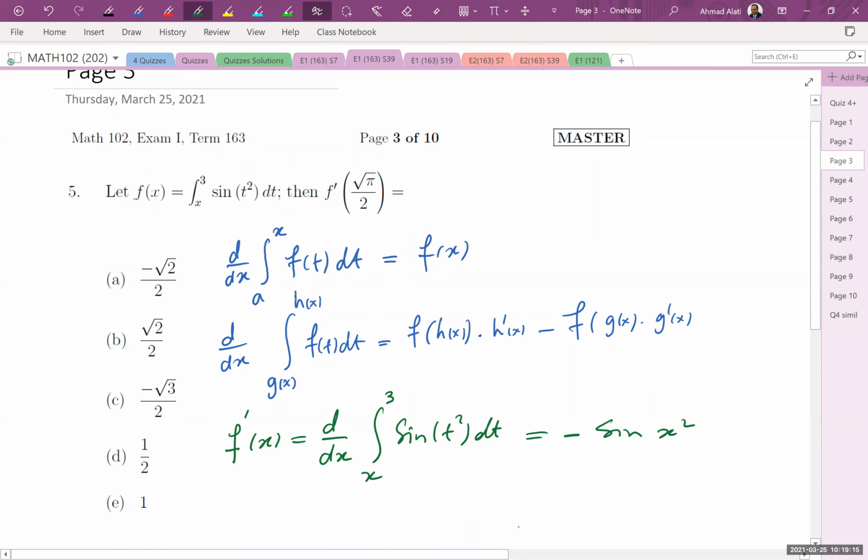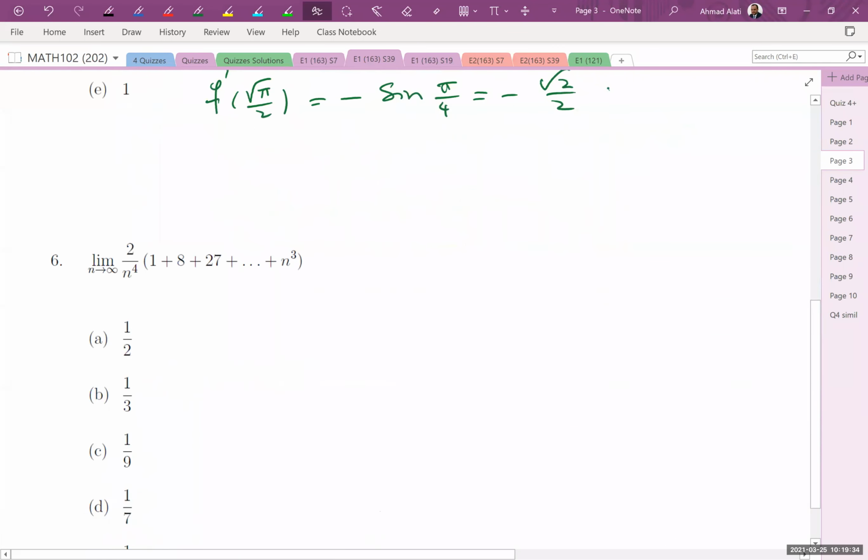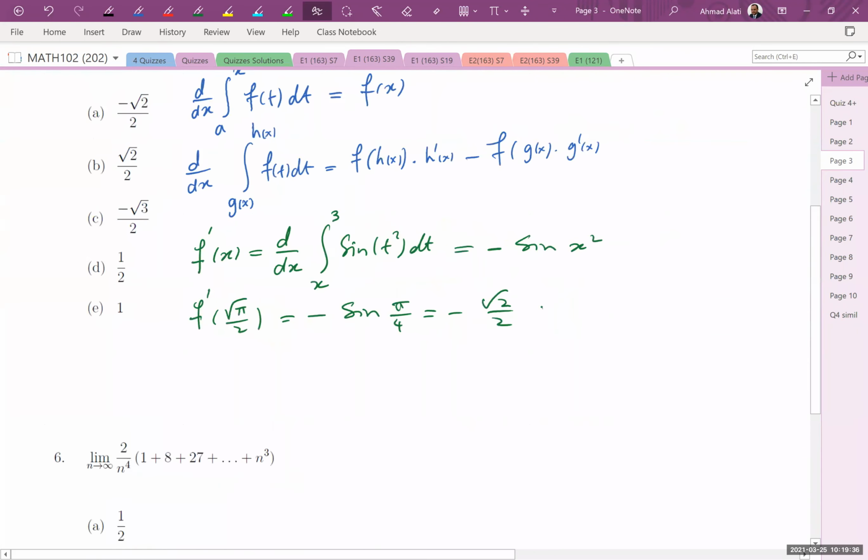You need to find the derivative at square root of pi over 2. So it will be negative sine of this squared, which is pi over 4. Negative, what is sine pi over 4? Square root of 2 over 2. Sorry, Doctor. Yes. Why is it negative?